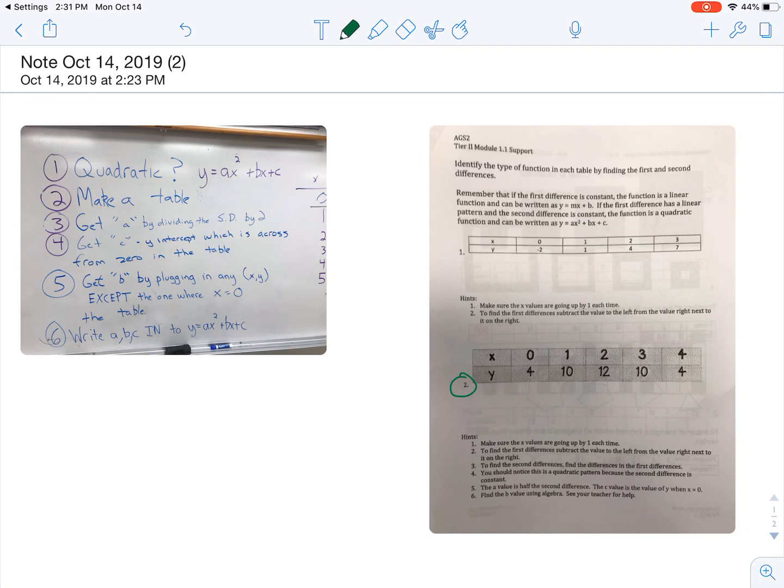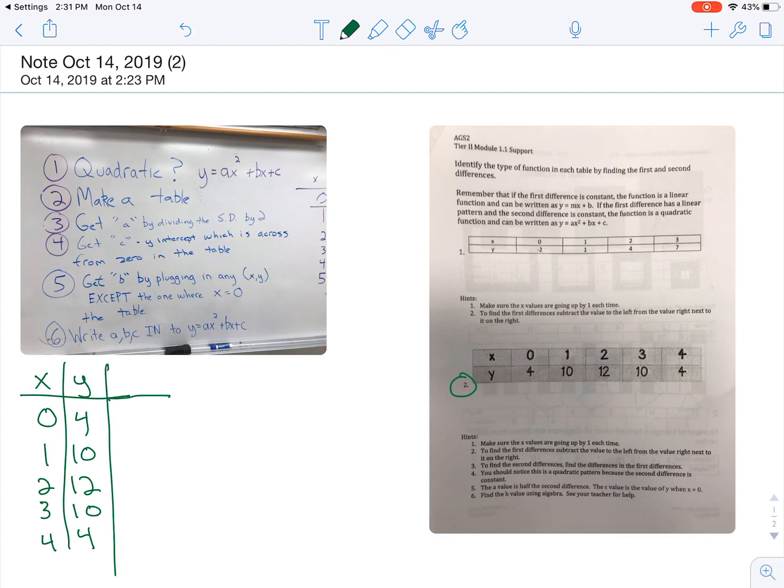So before I even start the steps, I'm going to take the table and make it go from side to side, okay? So x, y. Remember, y could also be f of x. And then 0, 4; 1, 10; 2, 12; 3, 10; and 4, 4.